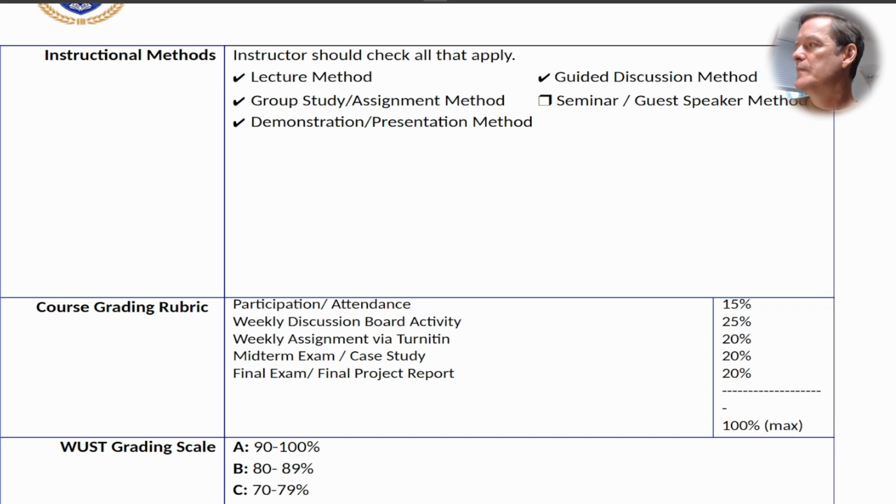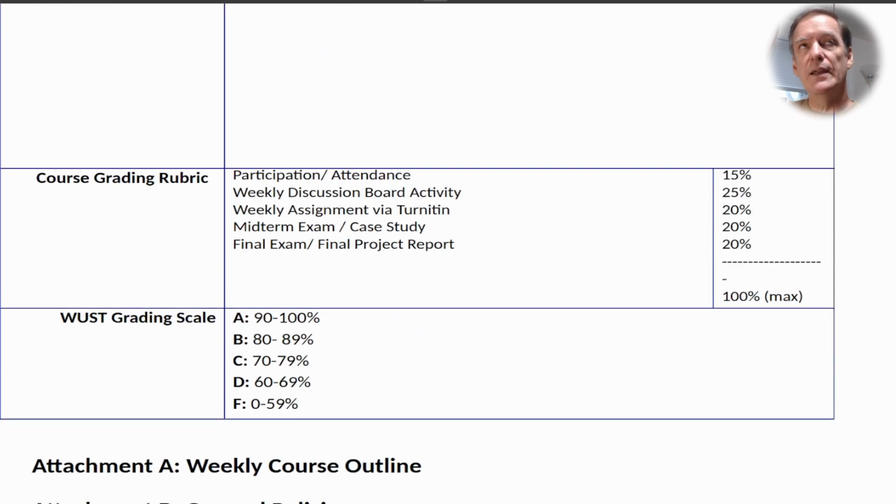Okay, grading. These are pretty standard numbers. Participation is 15%. What's that mean in a virtual class? That means if you did the discussion that week, you participated. That's what it means. Not just the assignment, but the discussion.